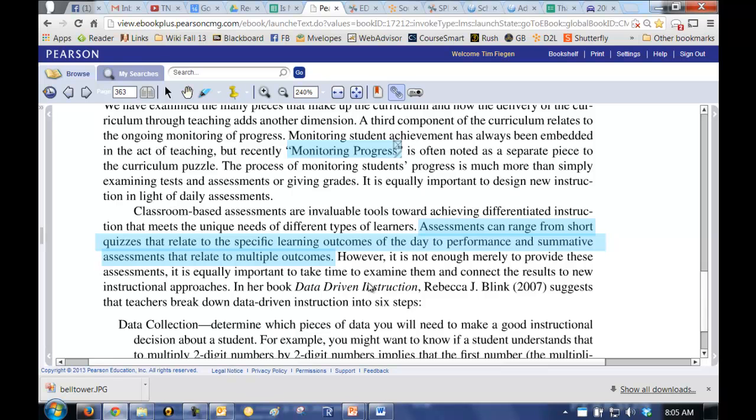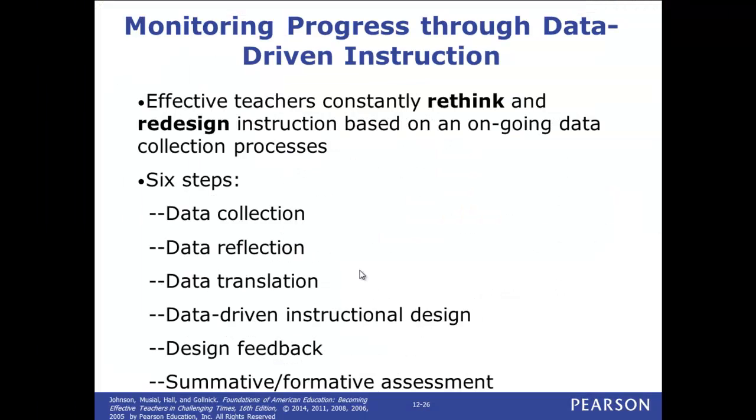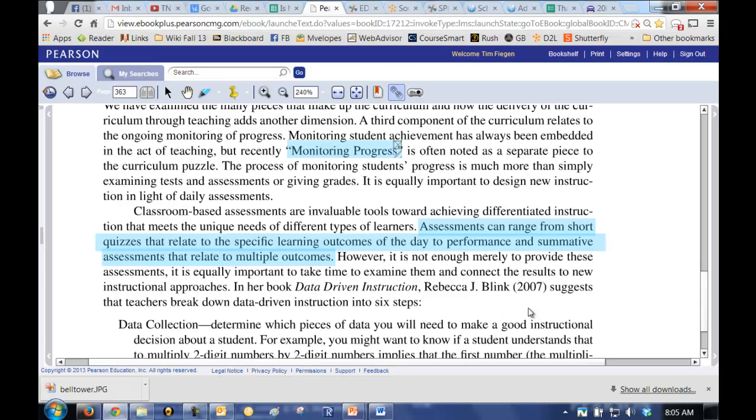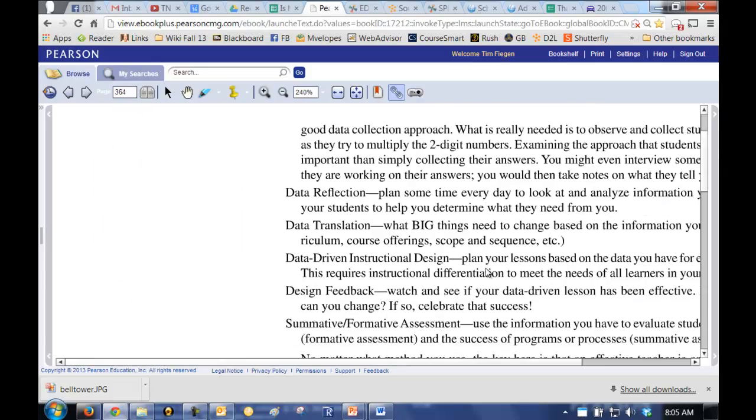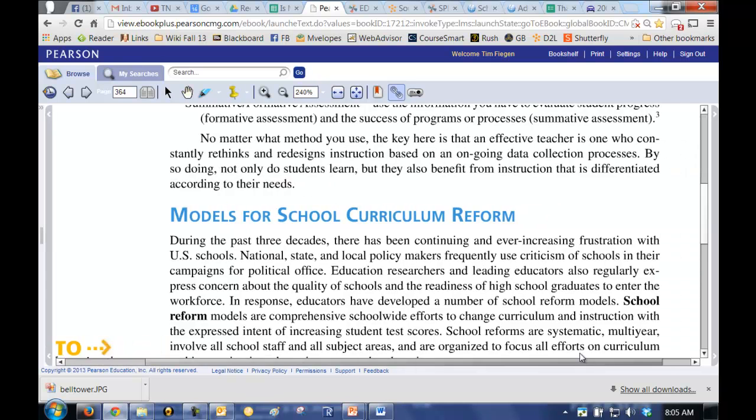So with that, there's a number of parts here. Effective teachers consistently rethink and redesign based on these assessments. So you have 6 steps to this collection process. Collect the data, reflect on the data, translate that data, redesign what you have to do, assign feedback, and then your formative assessment on the instruction comes. And I won't have you do anything with that. I think you'll be fine with that.